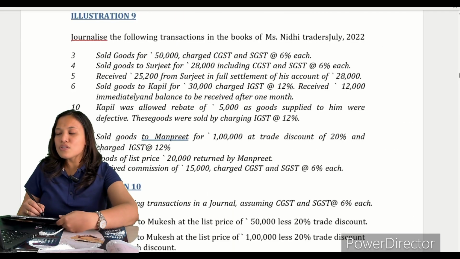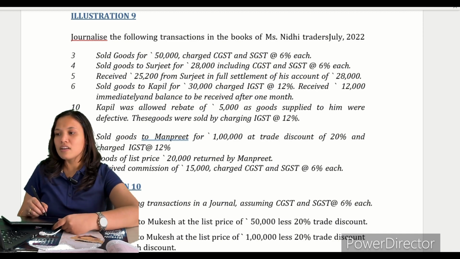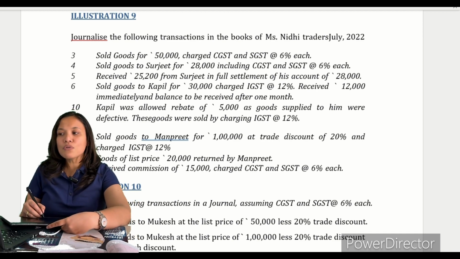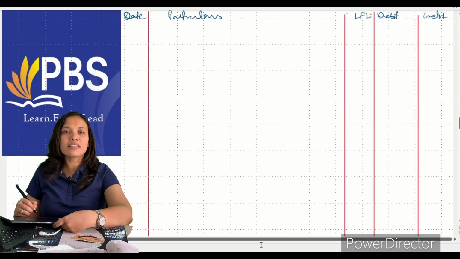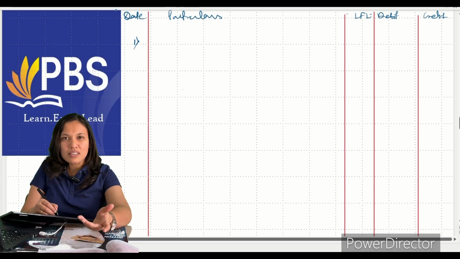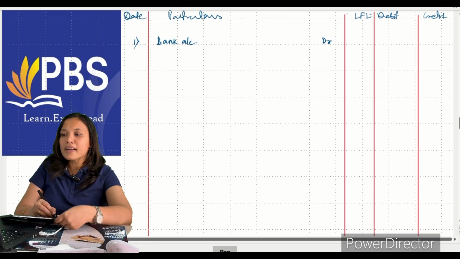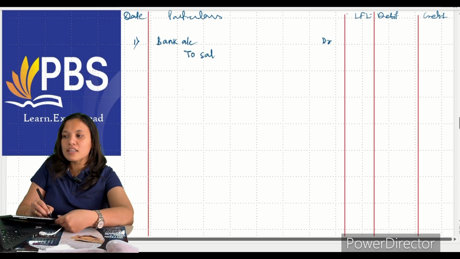First one, sold goods for 50,000, charge CGST, SGST at 6% each. Now there is sales. Sold goods for 50,000. What is our entry? First think of that entry. Because no customer name is given, it is understood it is bank account debit to sales account.